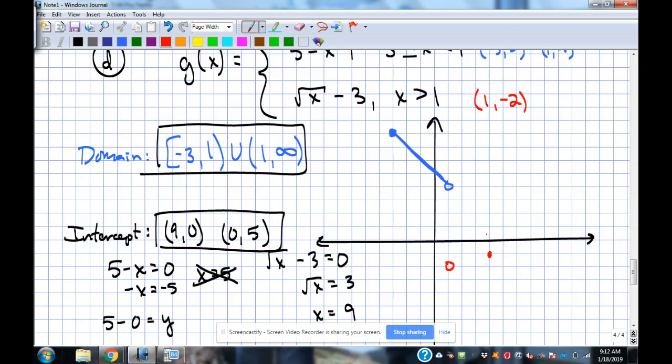What's another number that's easy to take the square root of? What's something smaller? 9. 9, the square root of 9 is 3. 3 minus 3 is, oh, that works out nice. Okay, so that's 4, 5, 6, 7, 8, 9, 0. That gets us a pretty good idea what the graph is doing.